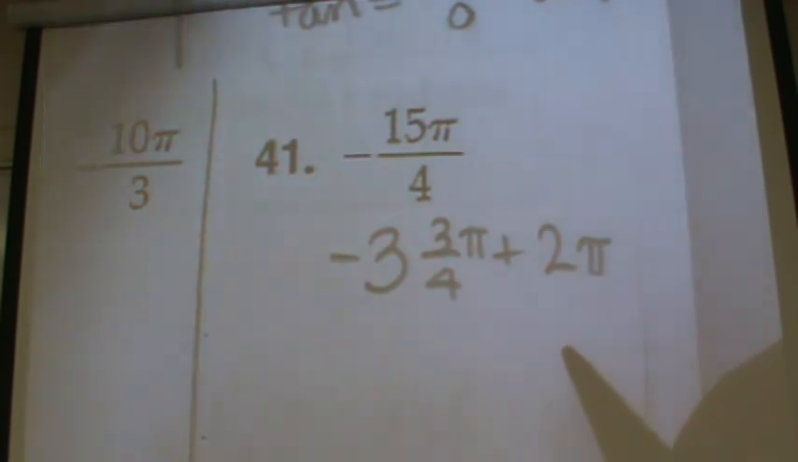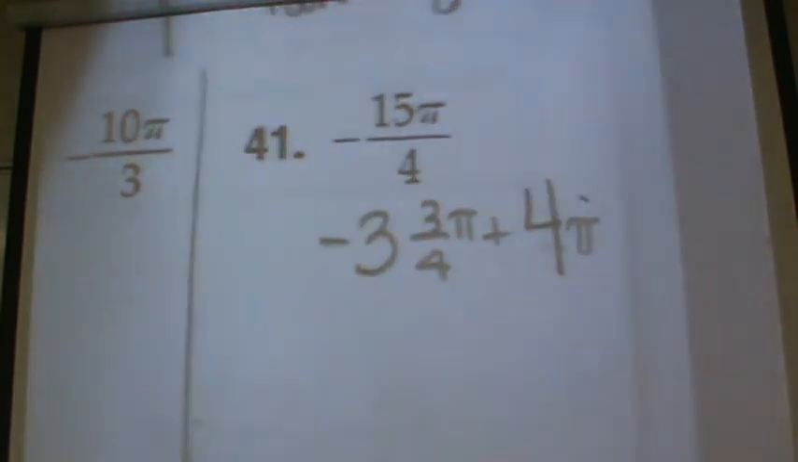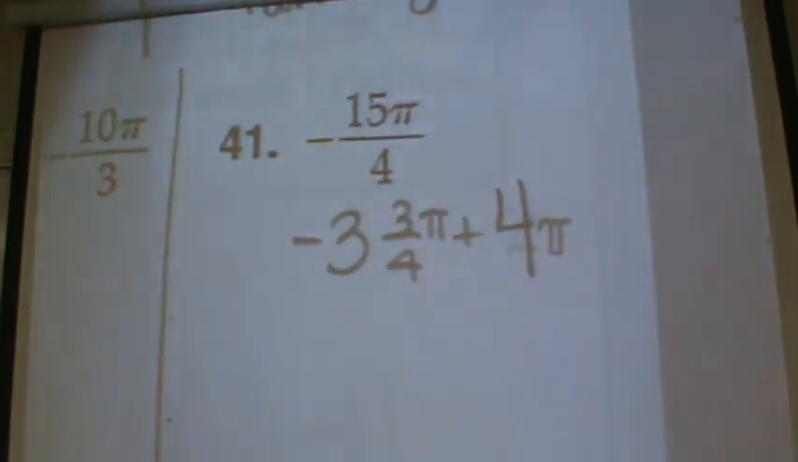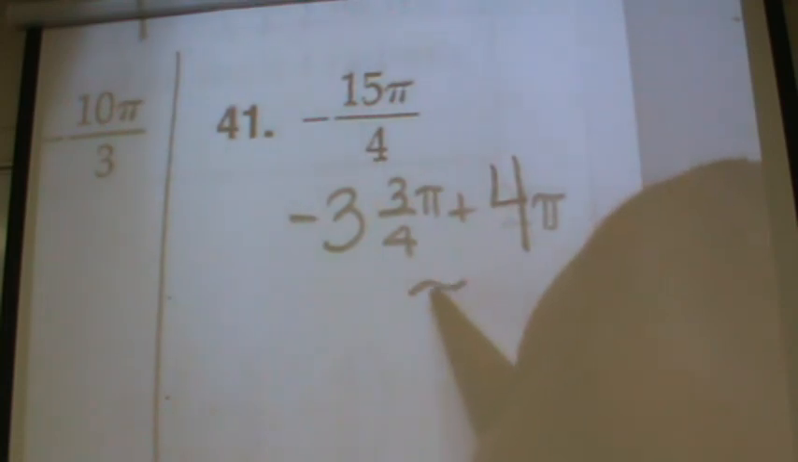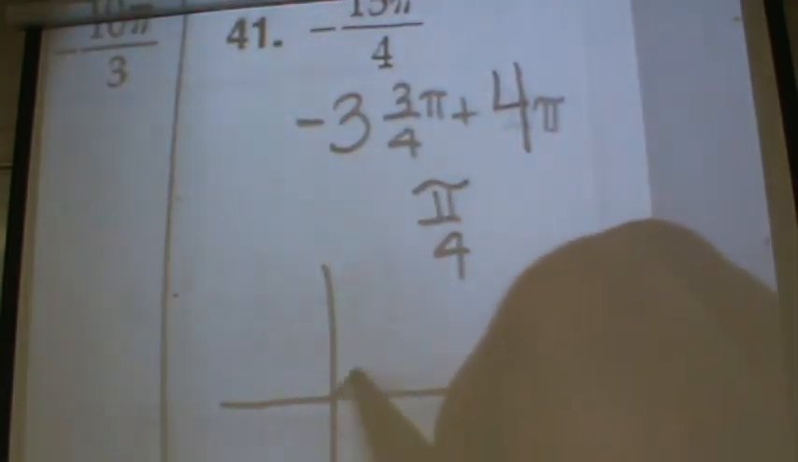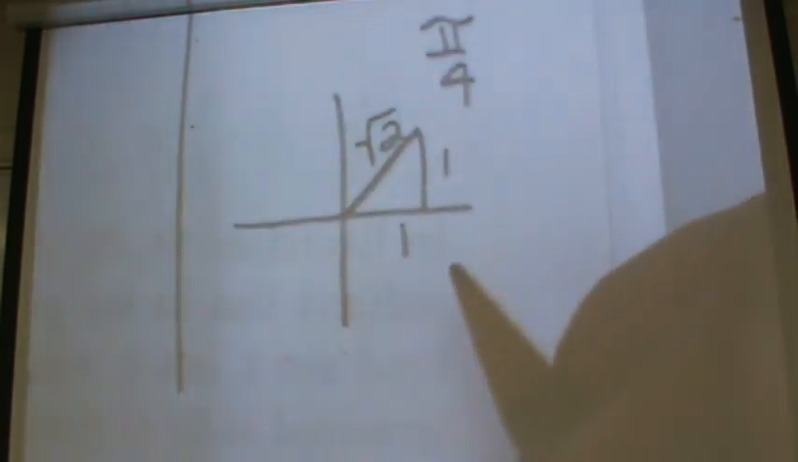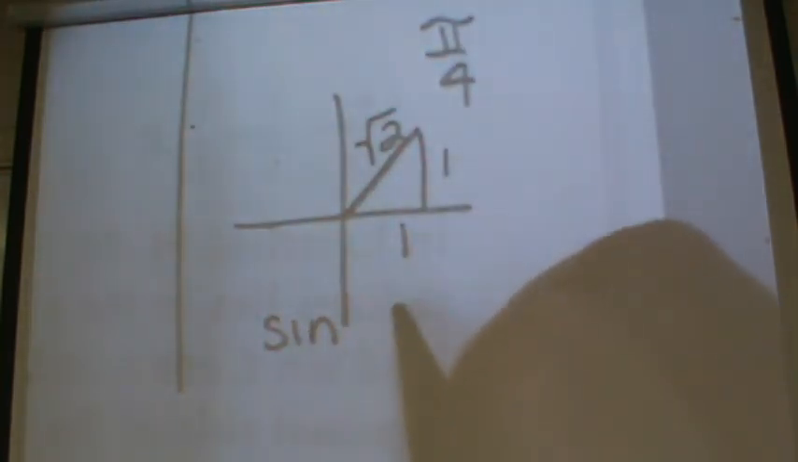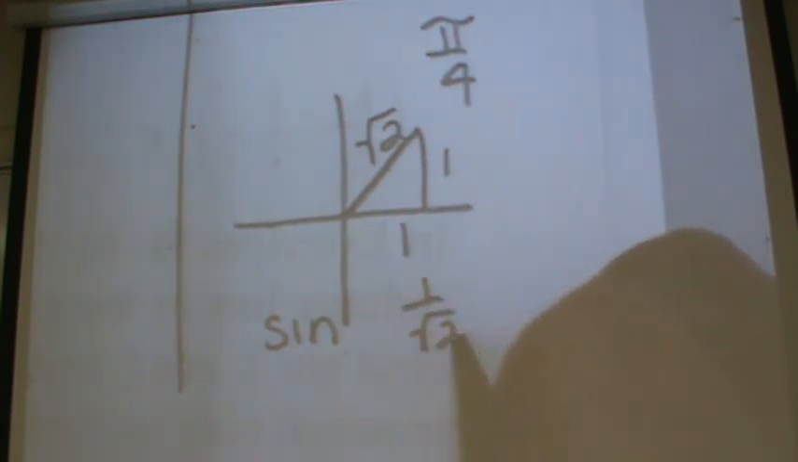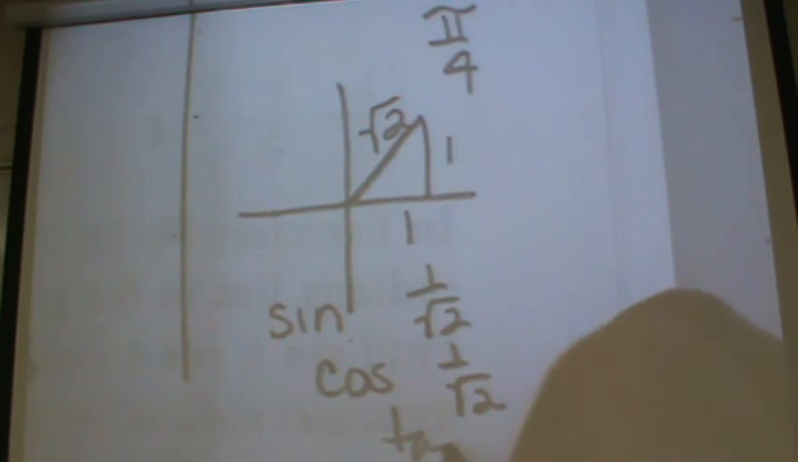I'm sorry, add 4 pi. 4 pi, 2, 4. So we're going to get pi over 4. Where's pi over 4? Right there, in quadrant 1. So this is 1, 1, root 2. So what's the sine? 1 over root 2, so root 2 over 2. Cosine is root 2 over 2, and tangent is going to be 1.